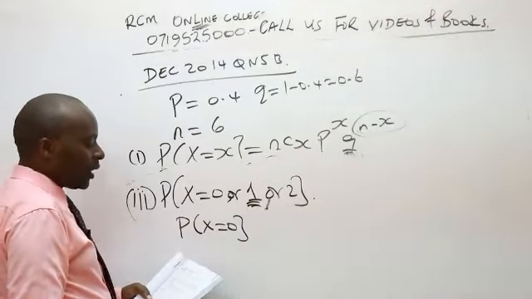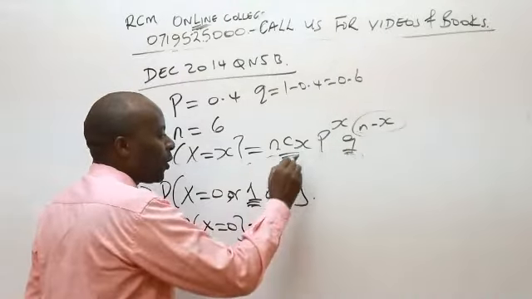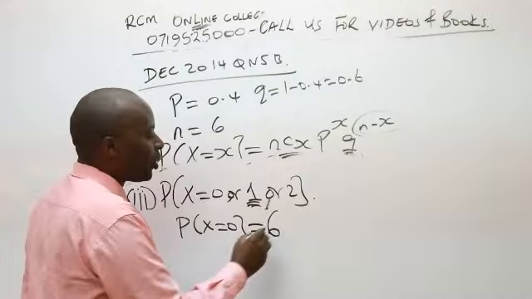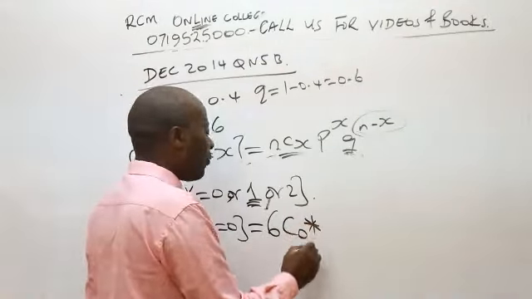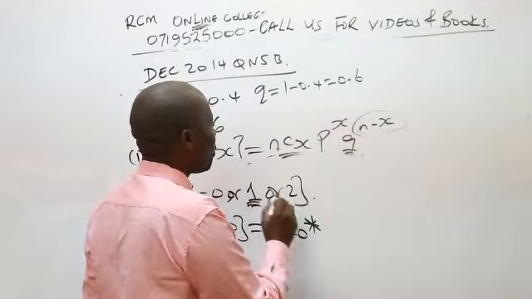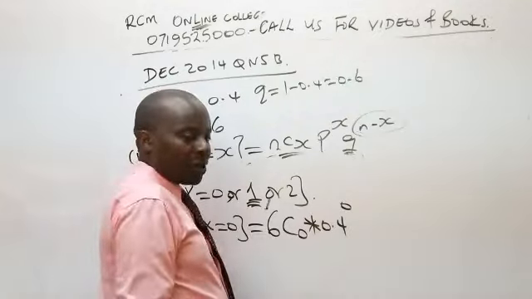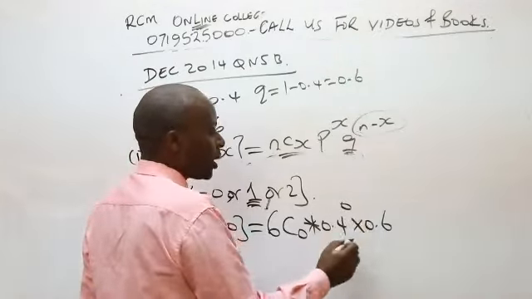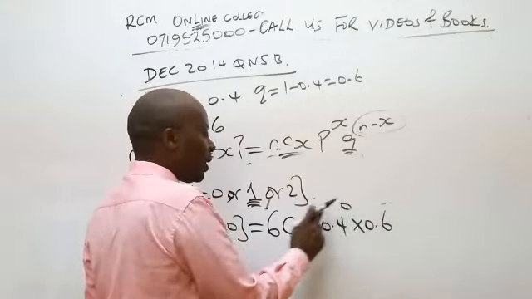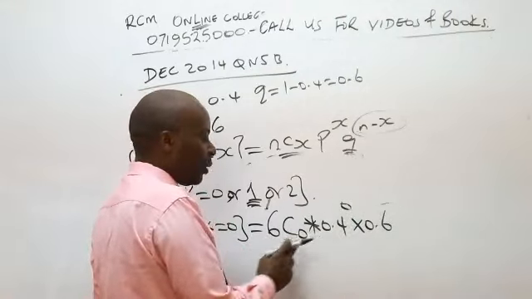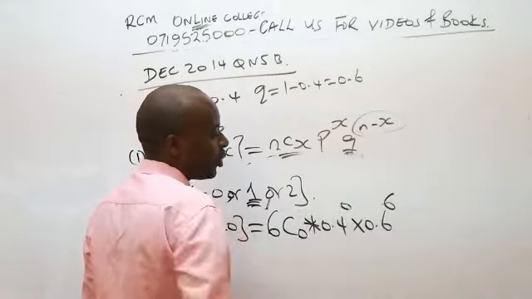Right? So in this case, probability of X equals 0. Then we have 6 combinations X, which is 0. I'm trying to plug in the parameters here. And then we have P, which happens to be 0.4 raised to X, which is 0, times 0.6 raised to the balancing power. We know that the two powers must always add up to n, so the balancing power is N minus X. So the balancing power here automatically will be 6.